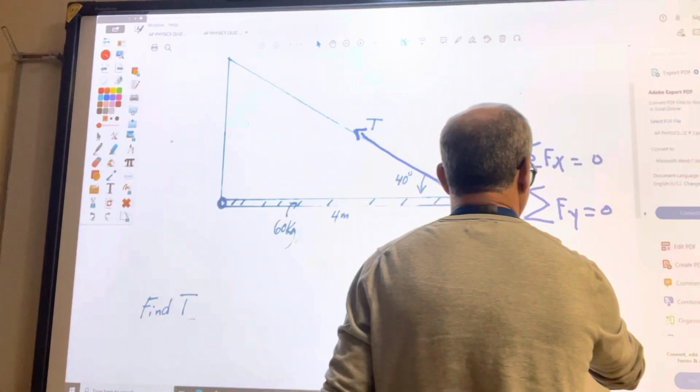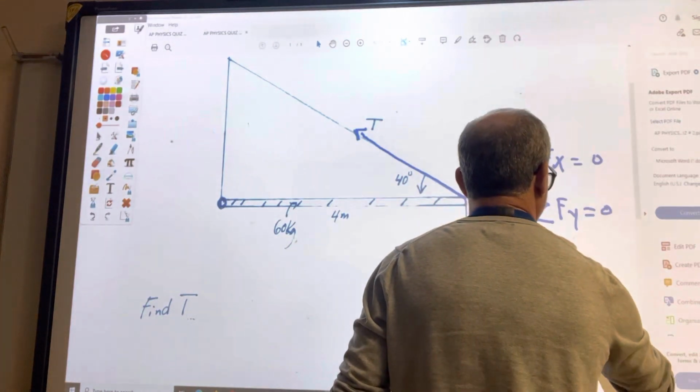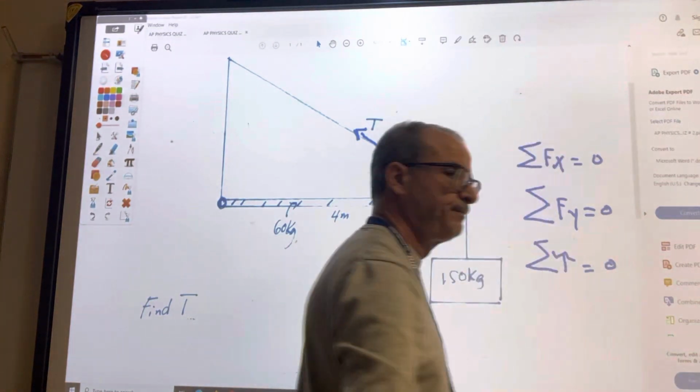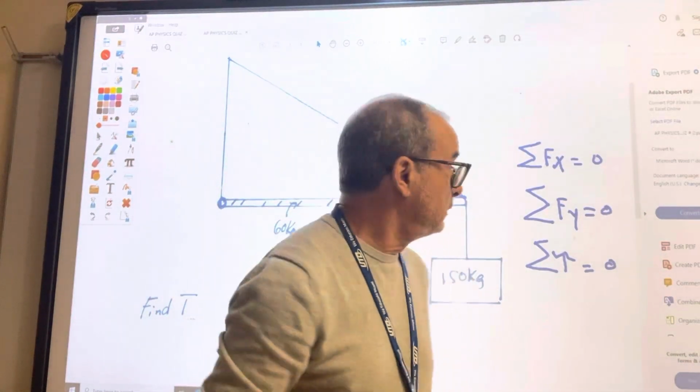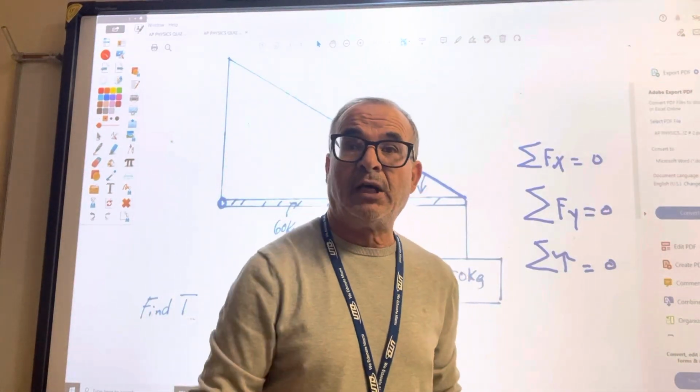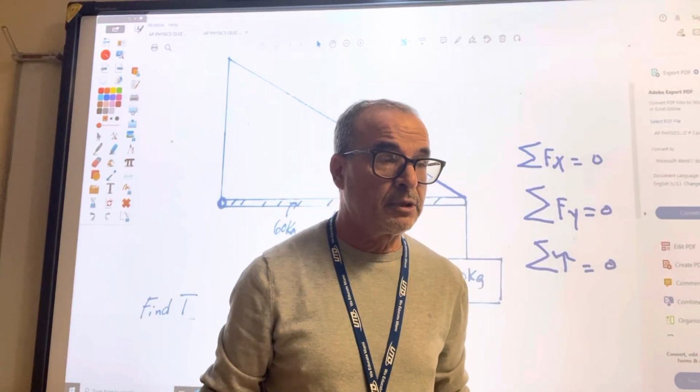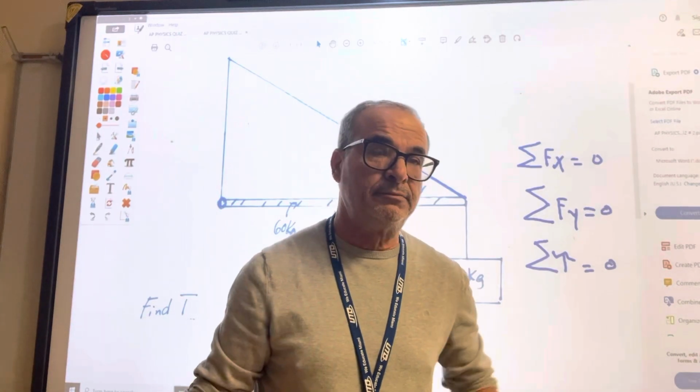So we're going to use the torque also. The sum of the torque equals 0. There you go, three equations. Sometimes we use all of them, sometimes we use only one of them. But write them down.